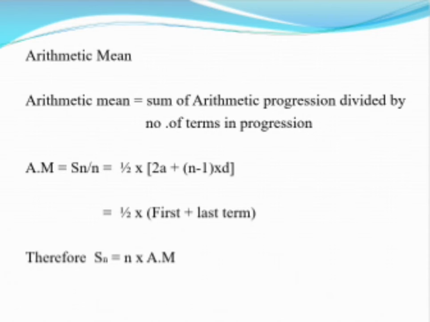Simplifying it again, we can also have the formula as 1 by 2 into first term plus last term. Therefore, Sn is equal to n into arithmetic mean. You just have to know the formula, because if the arithmetic mean and the number of terms are given, you must know how to find the sum of the n terms, or if the sum and the arithmetic mean are given, you need to find the number of terms in the progression. I hope this is clear. It is an easy topic. You just have to note down this formula and learn it.